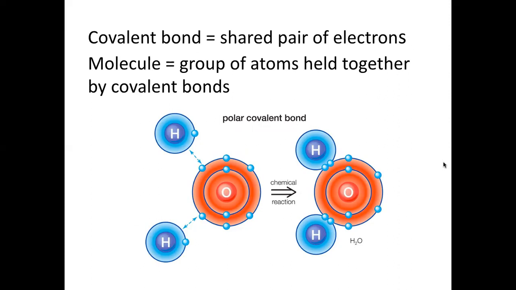So covalent bonding is the shared pair of electrons. And a molecule is a group of atoms held together by covalent bonding. So this is what a water molecule would look like in terms of its outer shell electrons. We have two hydrogen atoms, as we said. H2O is the molecular formula for water, and it has one oxygen atom.